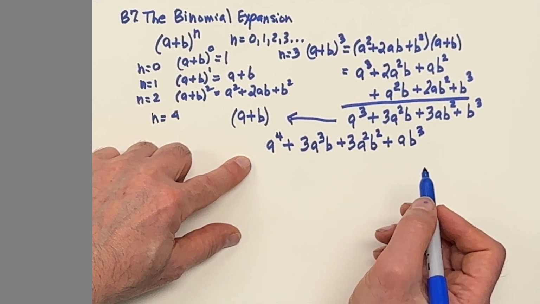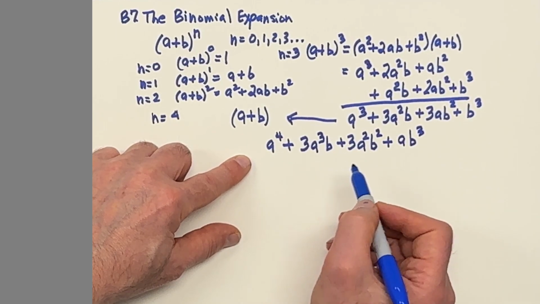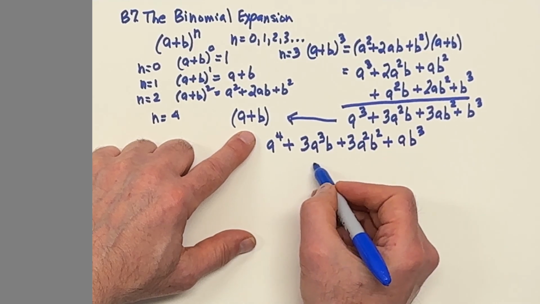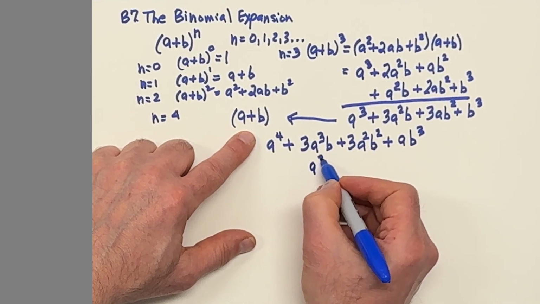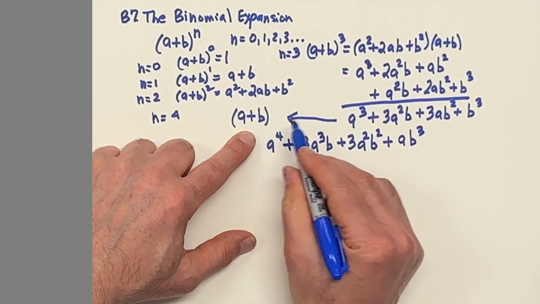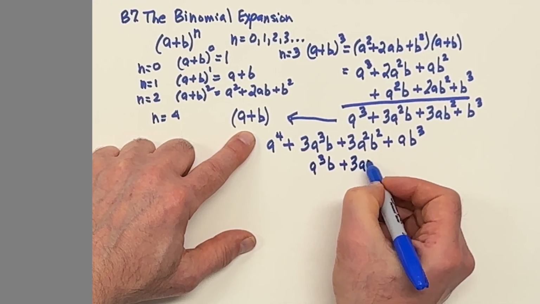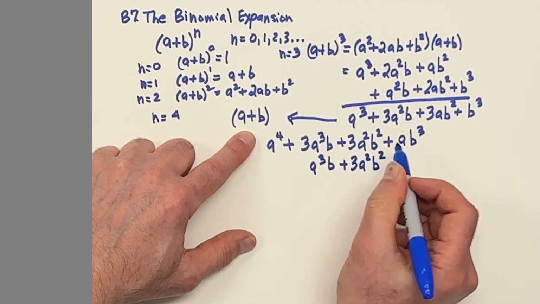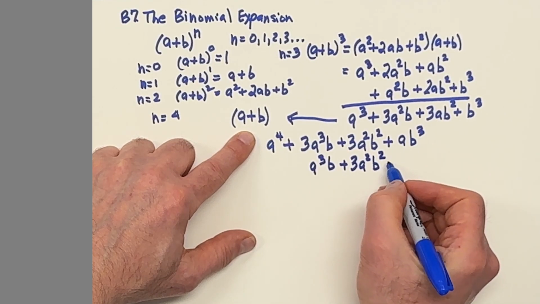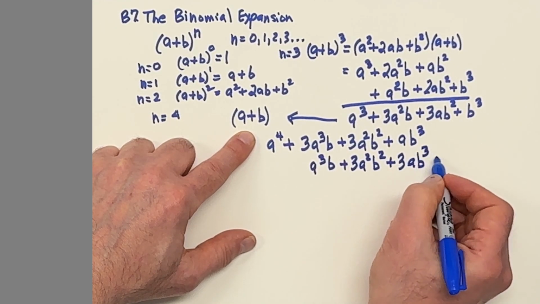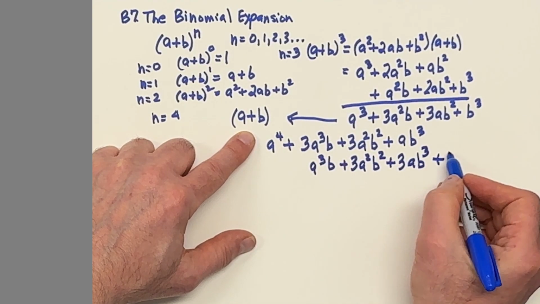And then if we multiply with the b, we would get ba cubed. So that's another one of these, ba cubed. Then we'd have 3a squared b squared. That's another one of these. Then we'd have 3ab cubed. That's another one of these. And then we would have a b to the 4th power.